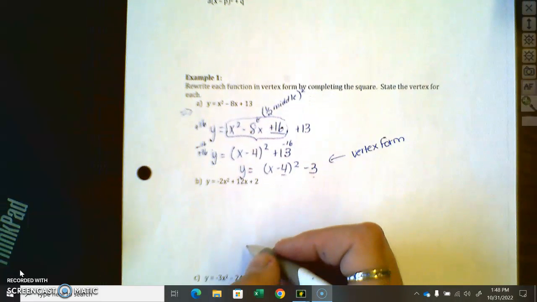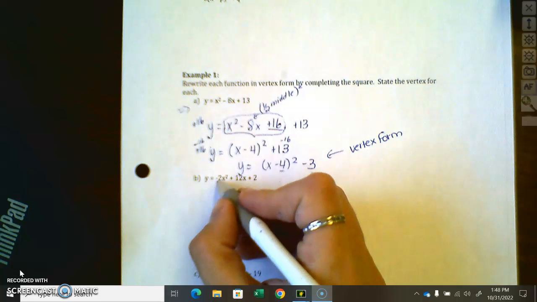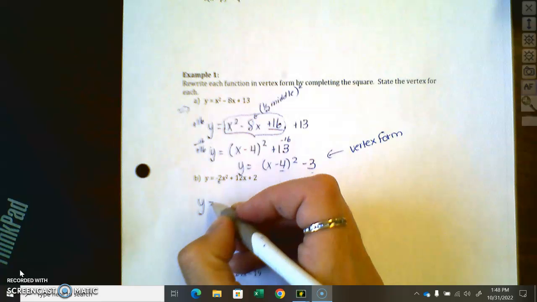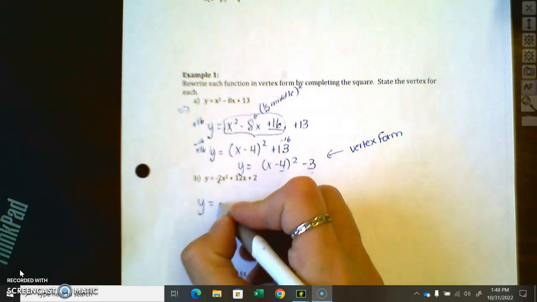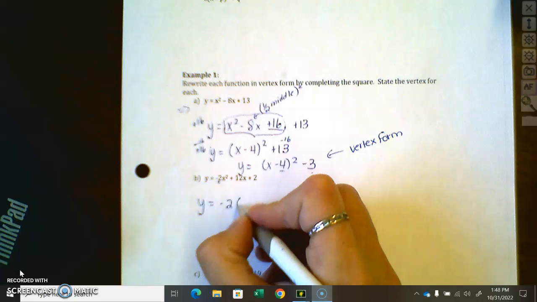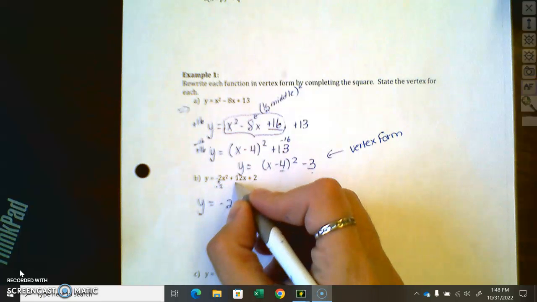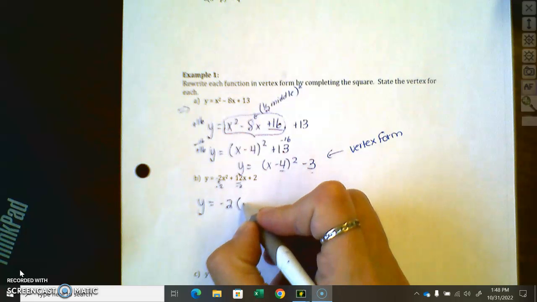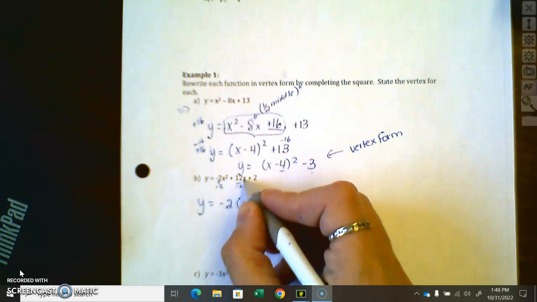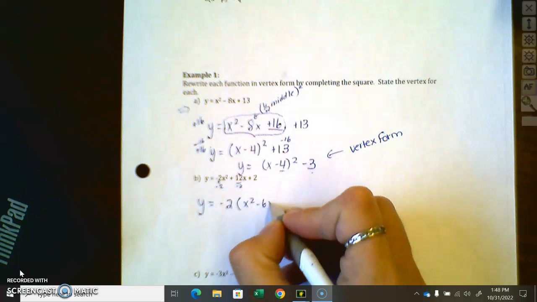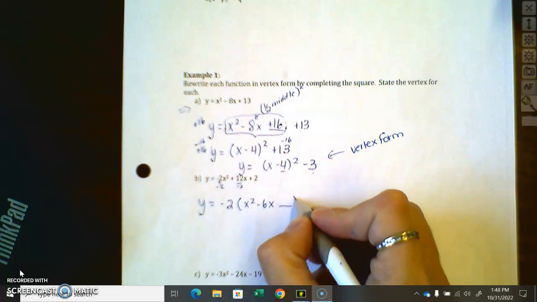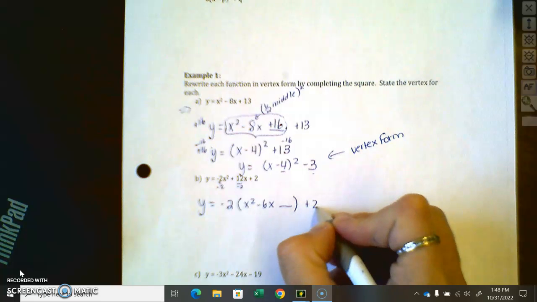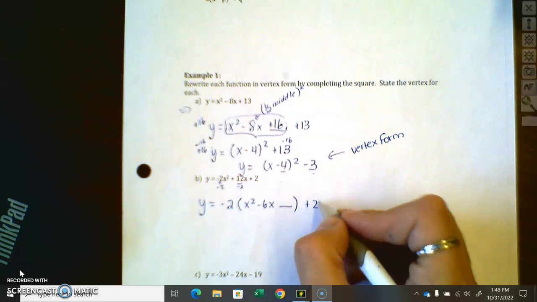Okay, I'll do the next one. The only difference with this one is there's a number in front, so we want to divide out by that first. I'll put y equals, and then I have minus 2, and I'm dividing by minus 2 in the front two pieces. So minus 2 goes out front, and I'll have x squared, and 12x divided by minus 2 is minus 6x. I'm going to put my blank, close my bracket, and put plus 2. We didn't divide by minus 2 in this last piece here.